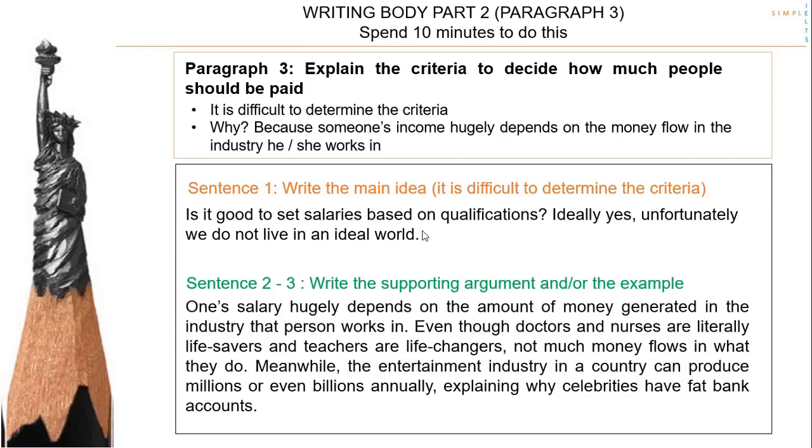Okay. So next, we talk about the supporting argument and or the example. So one salary usually depends on the amount of money generated in the industry that person works in. Even though doctors and nurses are literally lifesavers and teachers are life changers, not much money flows in what they do. Meanwhile, the entertainment industry in a country can produce millions or even billions annually, explaining why celebrities have fat bank accounts. Okay, so that's an example of how we write body part 2.